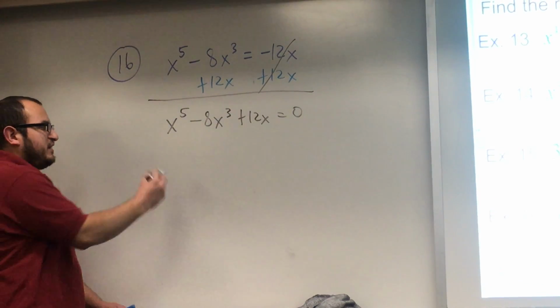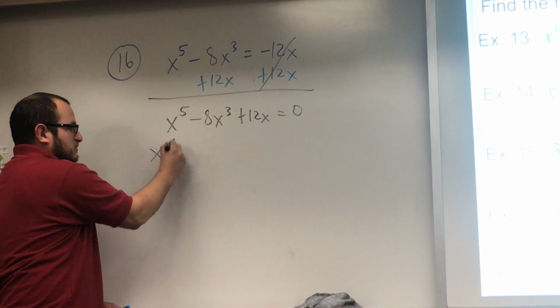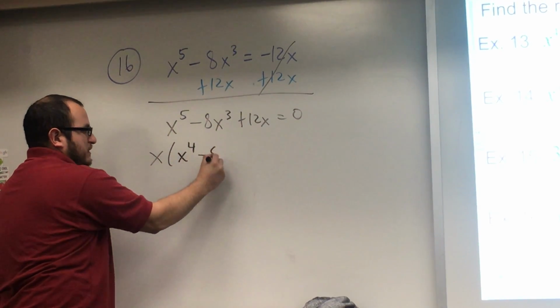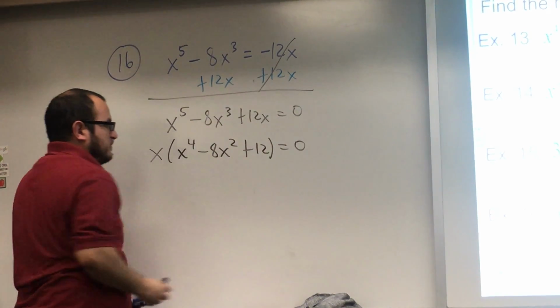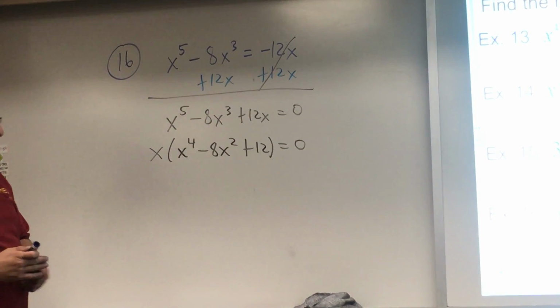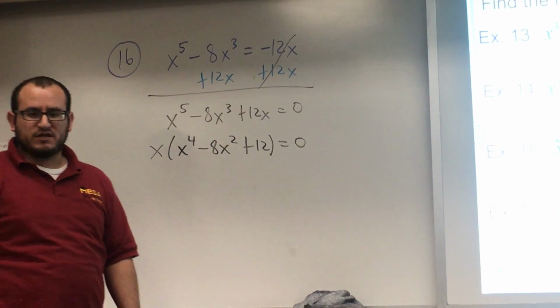Alright, so let's go ahead and take out an x. We have x in common. So it's x to the 4th minus 8x squared plus 12 gives you 0. Okay. Now we have 3 terms, so I'm going to go ahead and use box method.